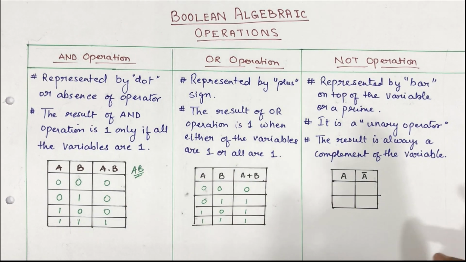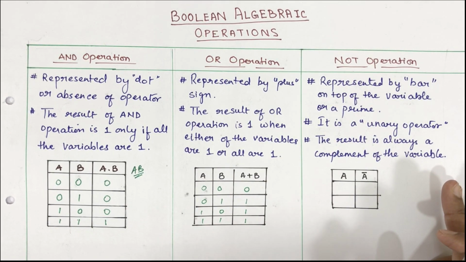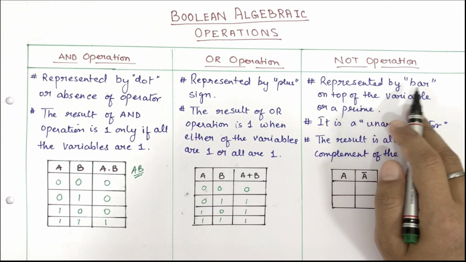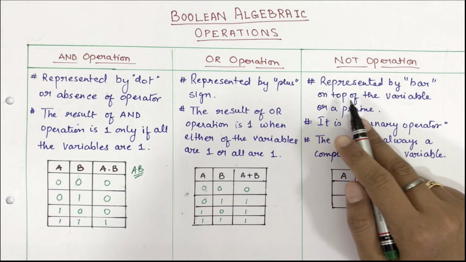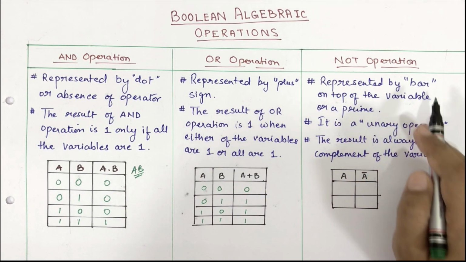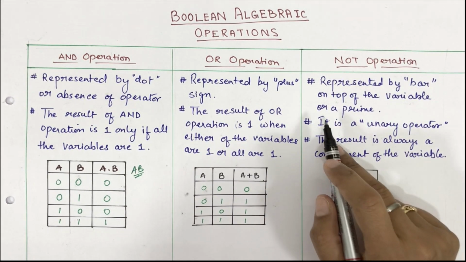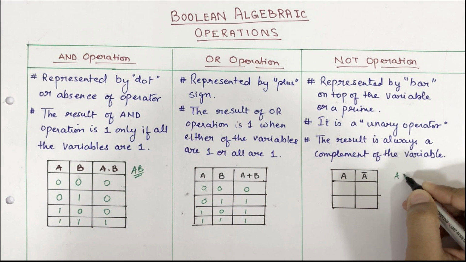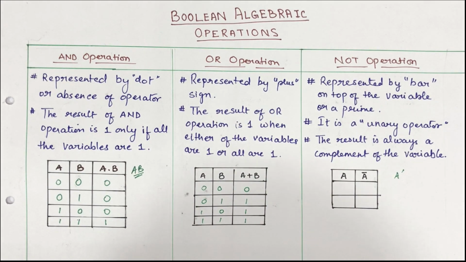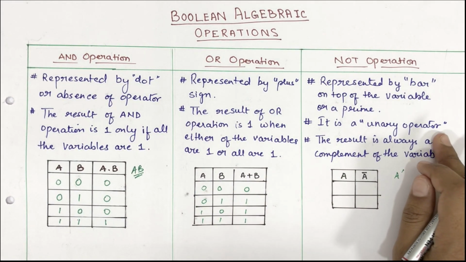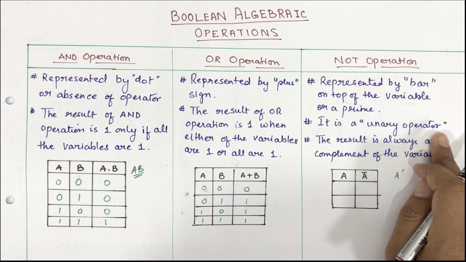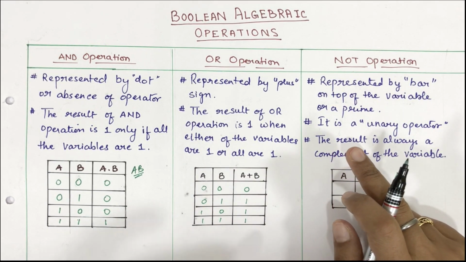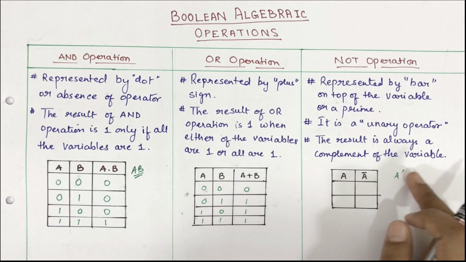Now let's come to the third operation, that is the NOT operation. The first point is that it is represented by a bar on top of the variable, like this, or a prime. Prime means it can also be represented like this, with a prime. The second point is that it is a unary operator. Unary means a single variable is there.